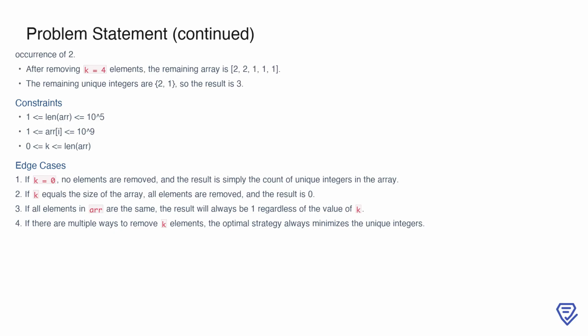First, we remove 4, 8, and 3, which account for 3 removals. For the fourth removal, we reduce the frequency of 2 by 1. The remaining array is 2, 2, 1, 1, 1, which has 2 unique integers, 2 and 1. Thus, the output is 2. This example highlights how balancing frequency reduction and strategic removal leads to the optimal solution. Additionally, the problem's constraints ensure efficient processing even for large arrays, and edge cases like k equals 0 or k equals the array length are crucial to consider when solving the problem.